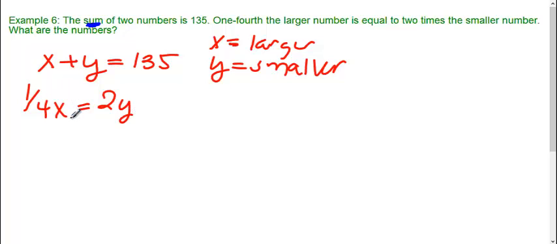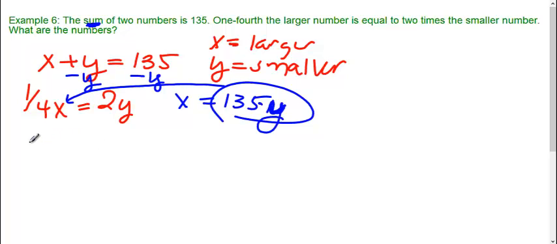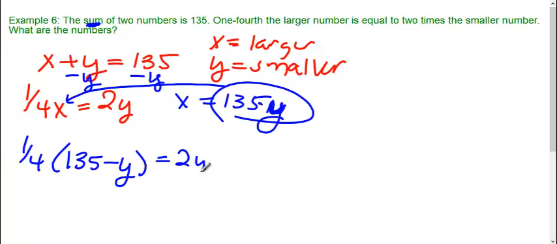So now I have two equations. I can either use substitution or elimination. This time I'm going to use substitution just because it's not set up correctly for me. So I'm just going to subtract this y. So now I have x equals 135 minus y. Okay, so wherever there's an x, I'm going to take 135 minus y and substitute it in. So 1/4 times 135 minus y equals 2y.